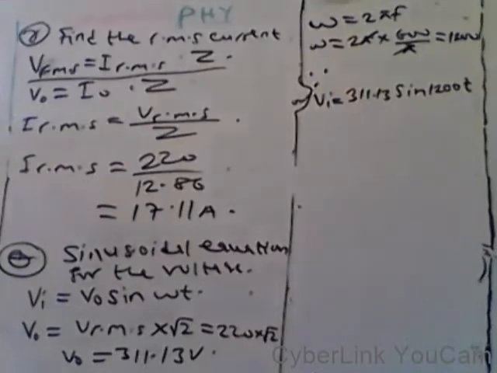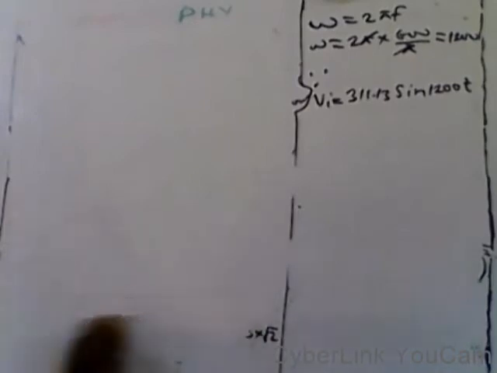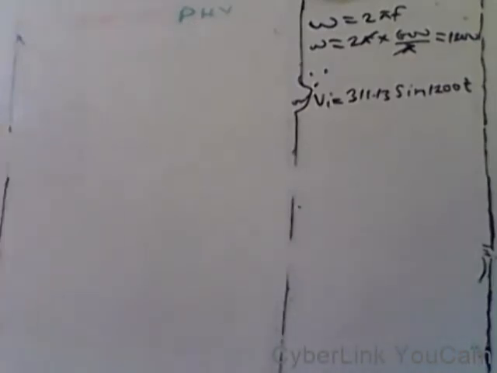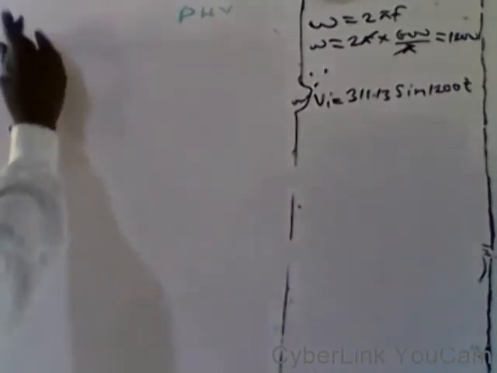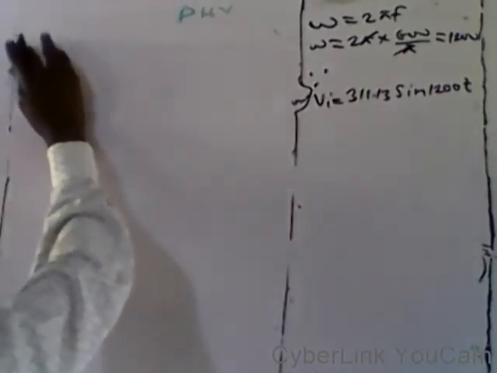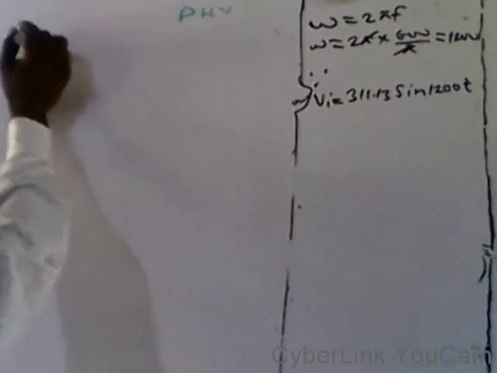Our next question is C. Explain any two types of magnetic materials. We have three types of magnetic materials. They are ferromagnetic, paramagnetic, and diamagnetic.